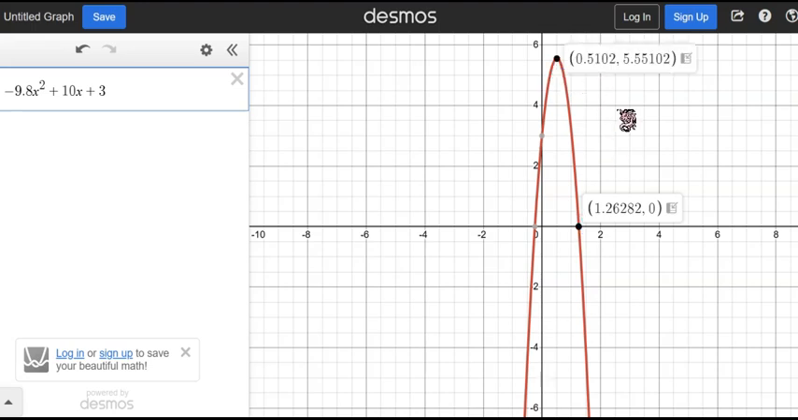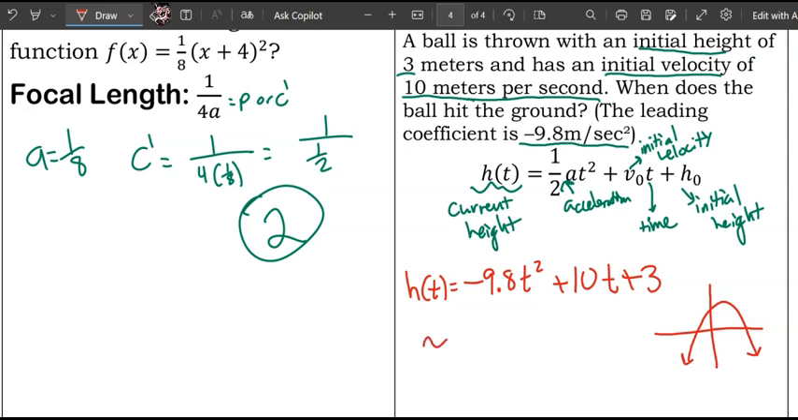So if it asks for the maximum height, you would use this number, the 5.55. If it wanted to know what time it was at its maximum height, you would use the x value, 0.5102. But in this case, it wants to know when it hits the ground. It's at that 1.26 number, and it's in seconds.